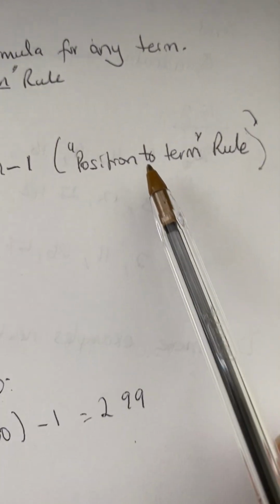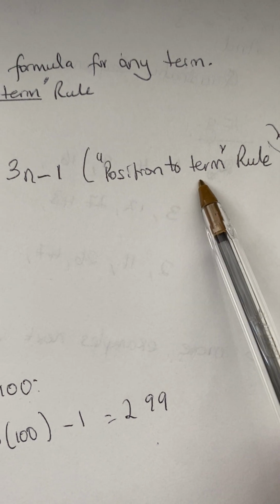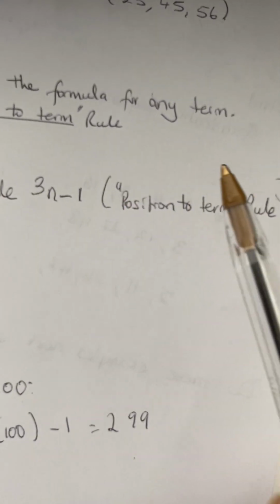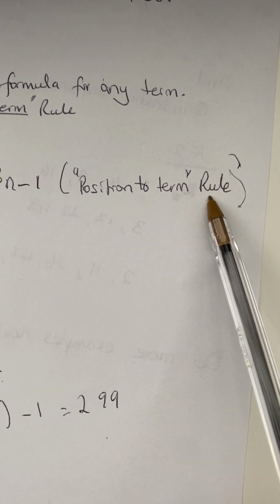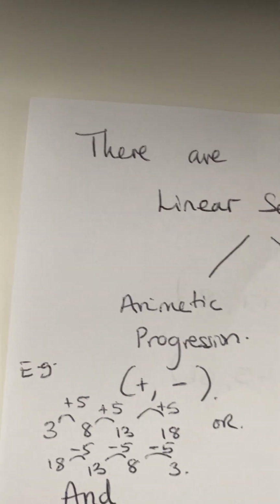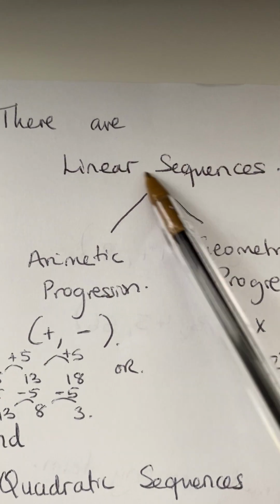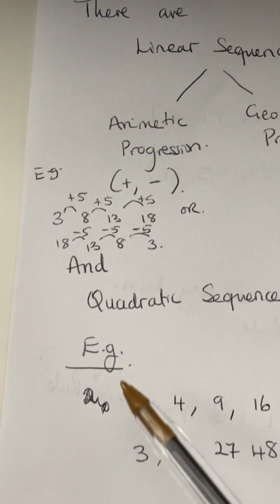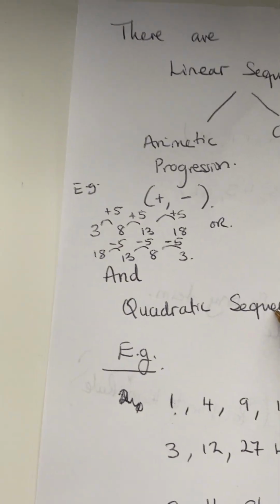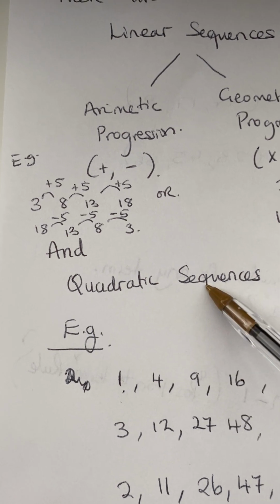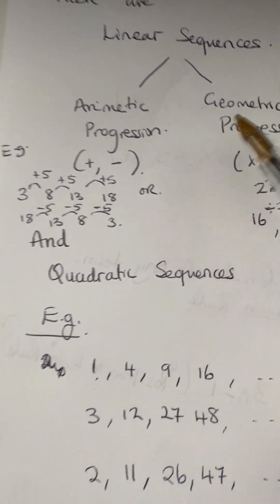That is called the position to term rule. Okay, we'll do a lot of examples on that tomorrow. Now, I want to show you there are 2 types of sequences. We have the linear sequence and then we have the quadratic sequence. Okay, we have the linear sequence and the quadratic sequence.